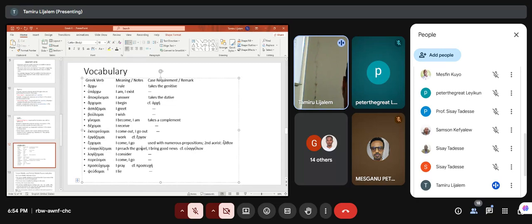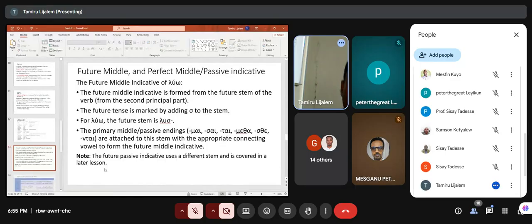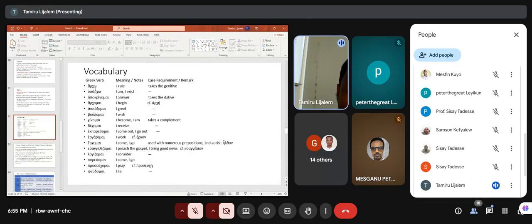Proseuchomai, I pray. And pseudo, for example, you remember the false feet, pseudopodia. Pseudomai, I lie. It's false, just like lying. These all are passive or middle form, but they are translated in active. There is no nuance of passive.